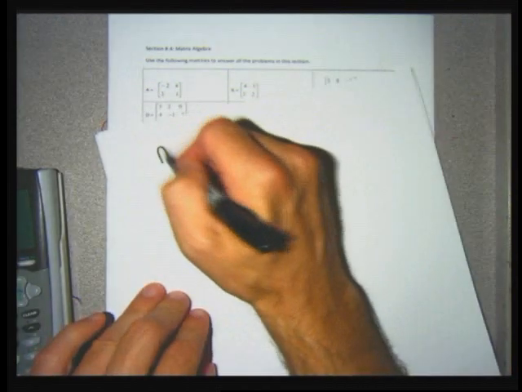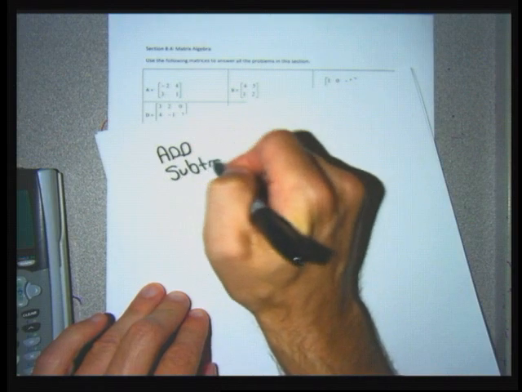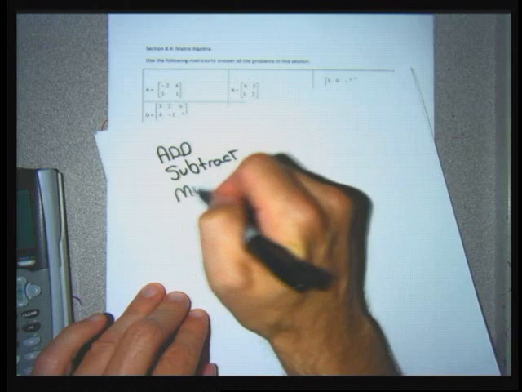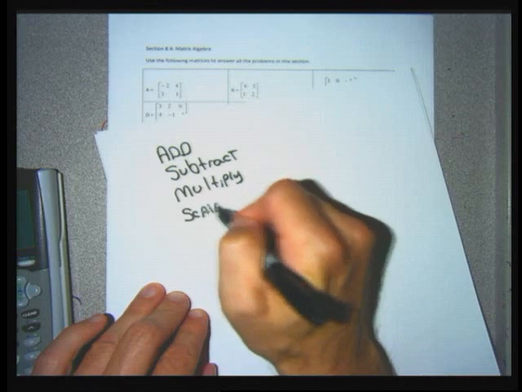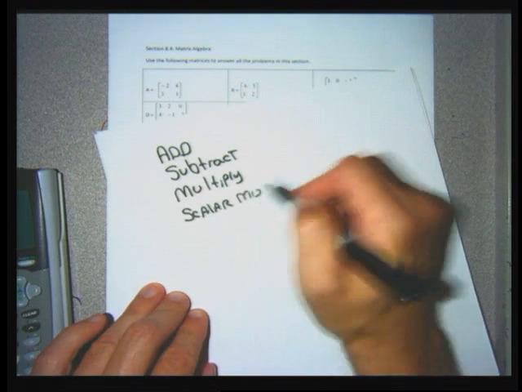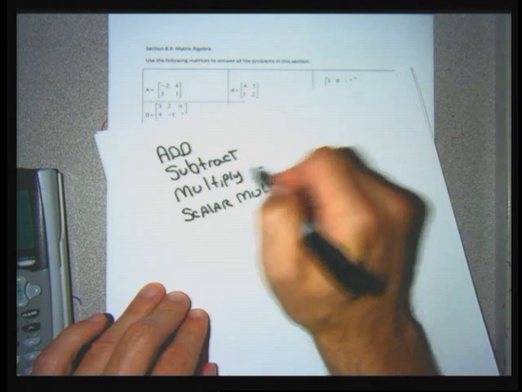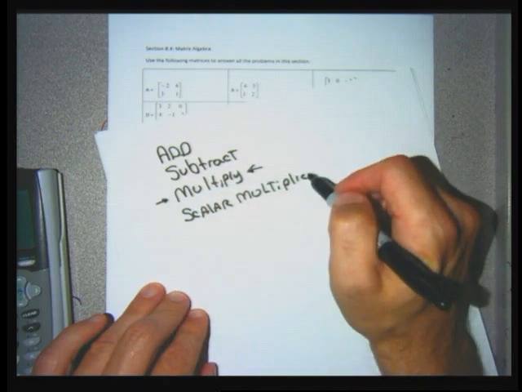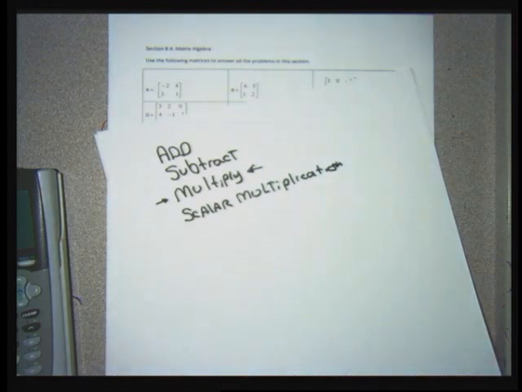We're going to add matrices, subtract matrices, multiply matrices, and do something called scalar multiplication of matrices. None of them are terribly hard. This is probably the hardest to do by hand. It's not horrible. Notice I don't write divide. There's no definition for division with matrices. I've never seen matrix division defined or done, so we won't do that.